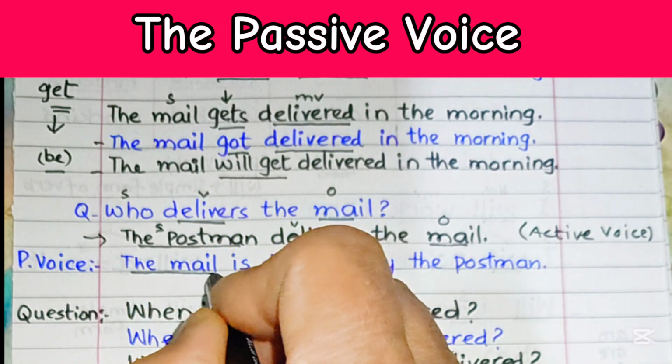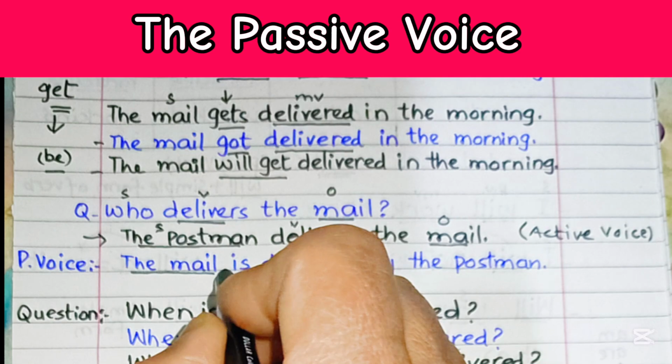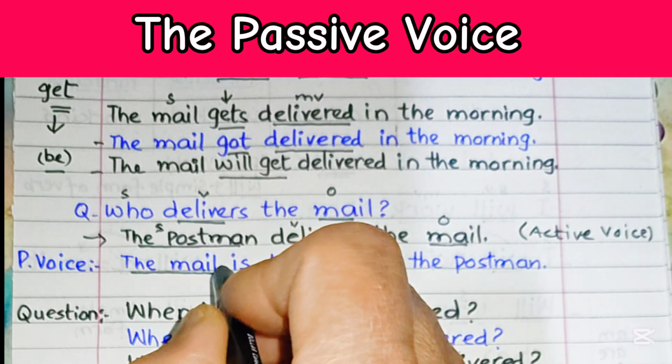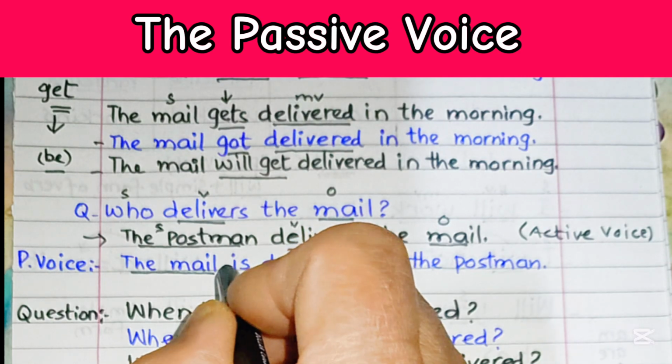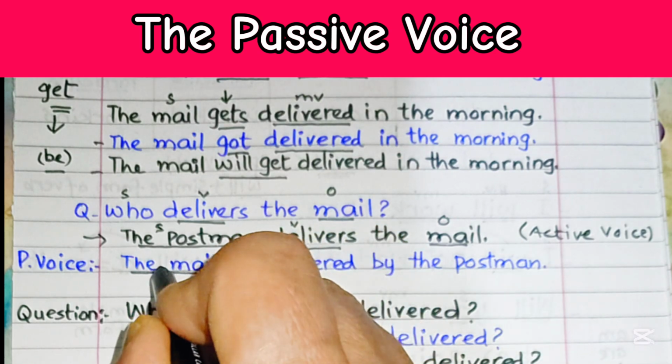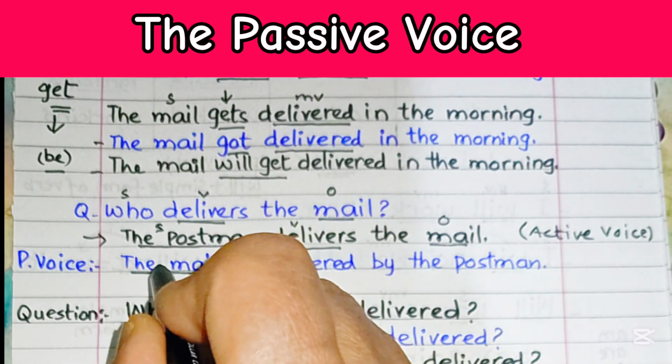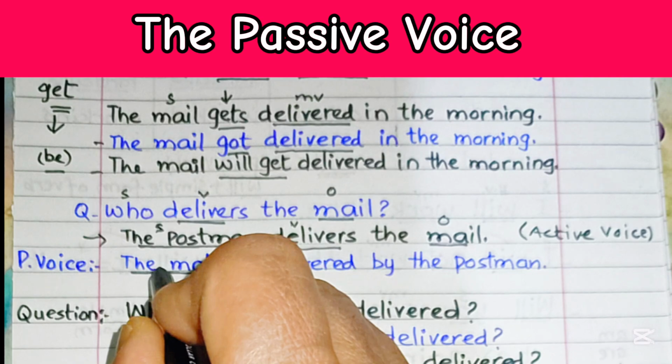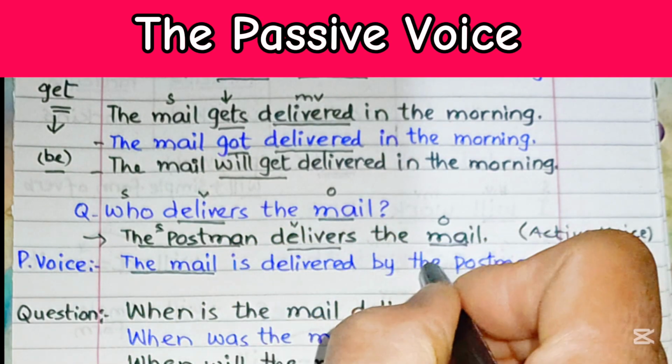The mail. We would take what is the object here and put it in the subject, in the position of subject. The mail is delivered by the postman.